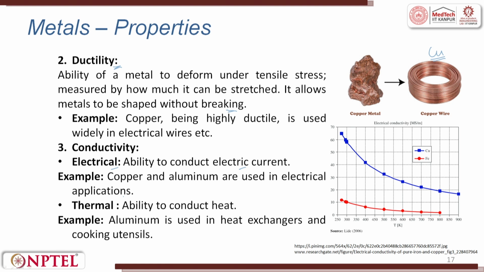What we generally do is take a copper wire, copper is here, and we always have a sealing of polymer. This is the copper wire, this is the polymer, and this polymer coating is generally given because it is an insulating material for the copper when the electrons are moving. Thermal conductivity is the other thing, the ability to conduct heat. Aluminum is used in heat exchangers and other cooking vessels.